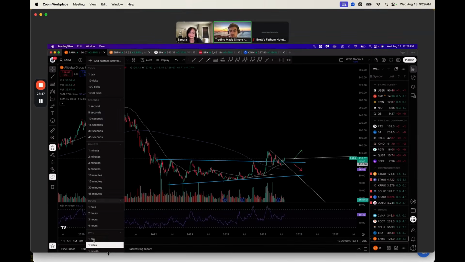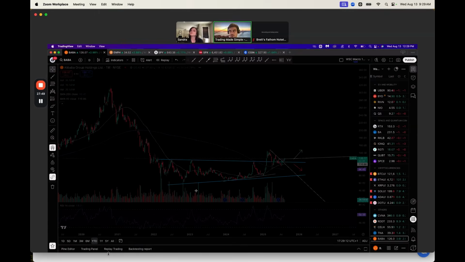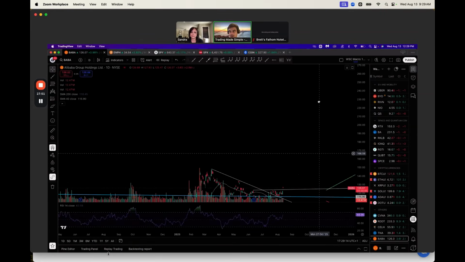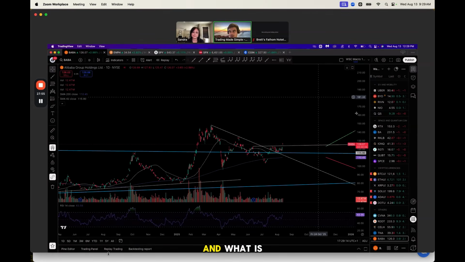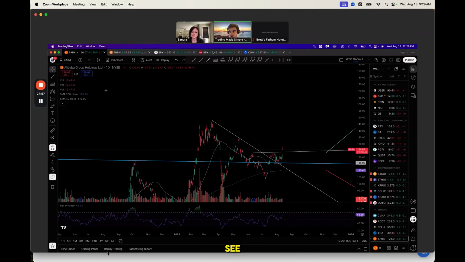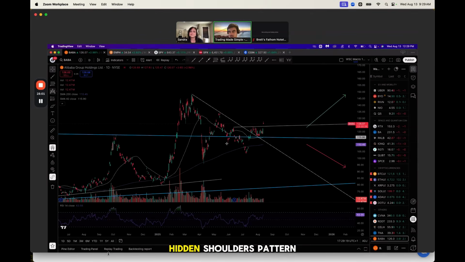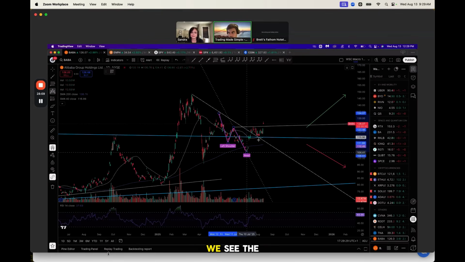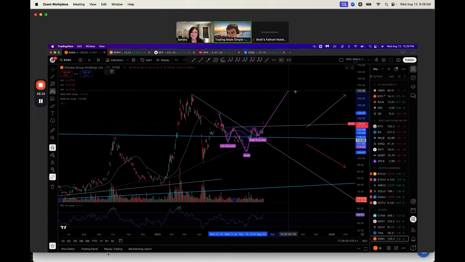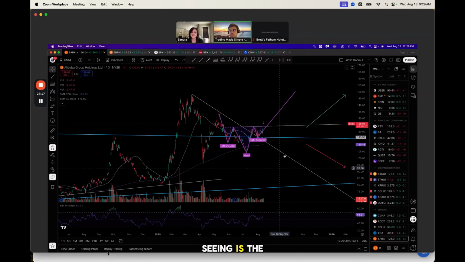So that is how to use that high conviction. Then we go into the daily and we try to chart. And what is it that we see? We see here an inverse head and shoulders pattern. See the left shoulder, we see the neckline, we see the second neckline, we see the right shoulder, and what we're seeing is the breakout.